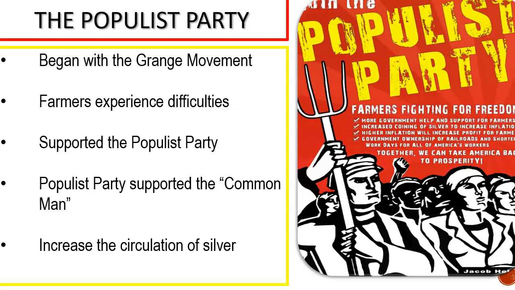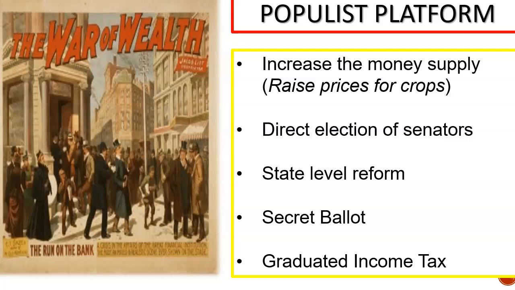The Populist Party platform included many reforms, including the free coinage of silver, which would have increased inflation, which would have caused crop prices to rise. They also championed reforms that would increase people's voice in government, such as the direct election of senators.